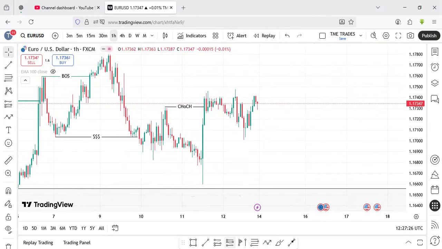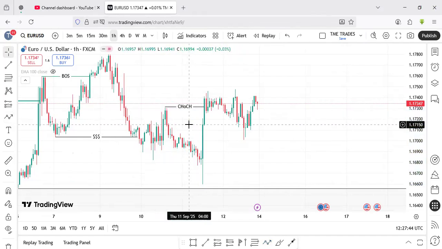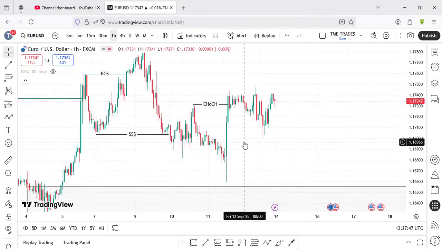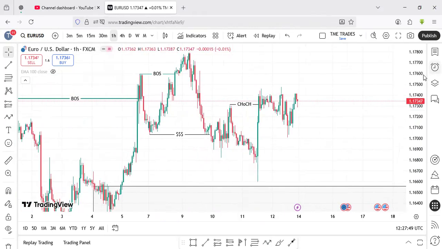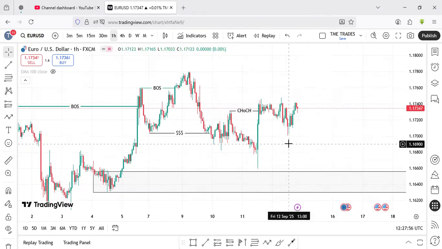So looking at this right now, we can see that this particular zone was the last lower high. So we were not expecting the market to go above it, but when news came out, it went above it. And now we have a change of character. So we are now expecting the EURUSD to continue to the upside. I want us to have that in mind, that the direction of the trend has changed.